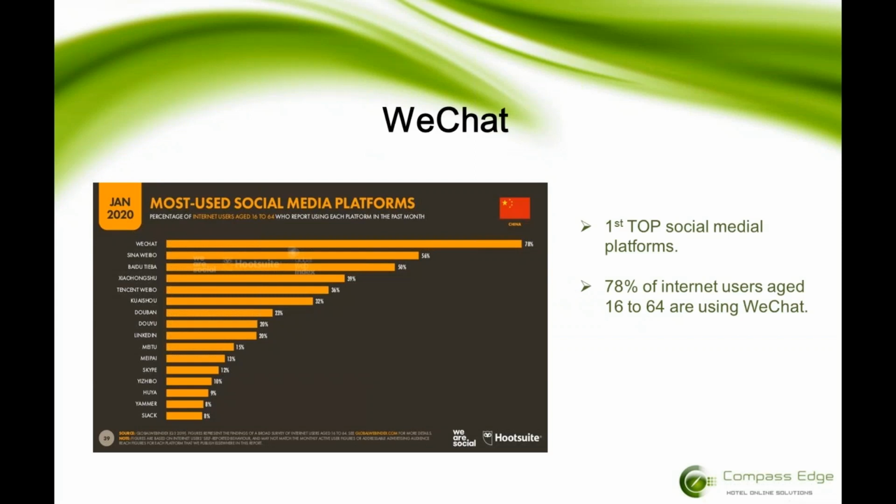If you target China, you must hear what WeChat is. It was created in January 2011 by Tencent and has now become the most popular Chinese social media platform. It was the top social media platform in January 2020. Refer to the report, 78% of Internet users aged 16 to 64 are using WeChat.